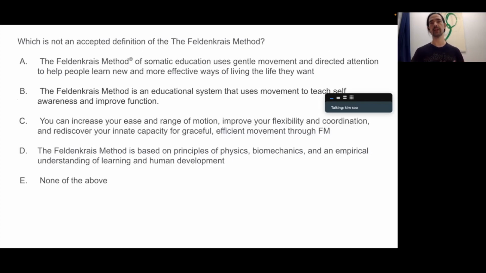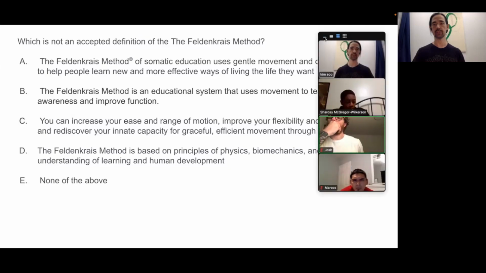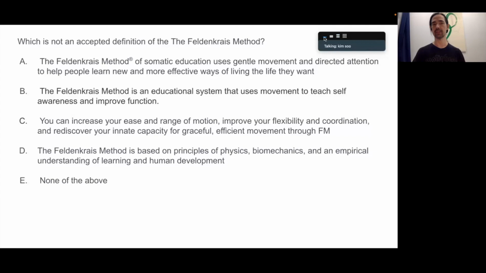The Feldenkrais method of somatic education uses gentle movement and directed attention to help people learn new and more effective ways of living the life they want. The Feldenkrais method is an educational system that uses movement to teach self-awareness and improve function. You can increase your ease and range of motion, improve your flexibility and coordination, and rediscover your innate capacity for graceful, efficient movement through the Feldenkrais method. The Feldenkrais method is based on principles of physics, biomechanics, and an empirical understanding of learning and human development, or E, none of the above.